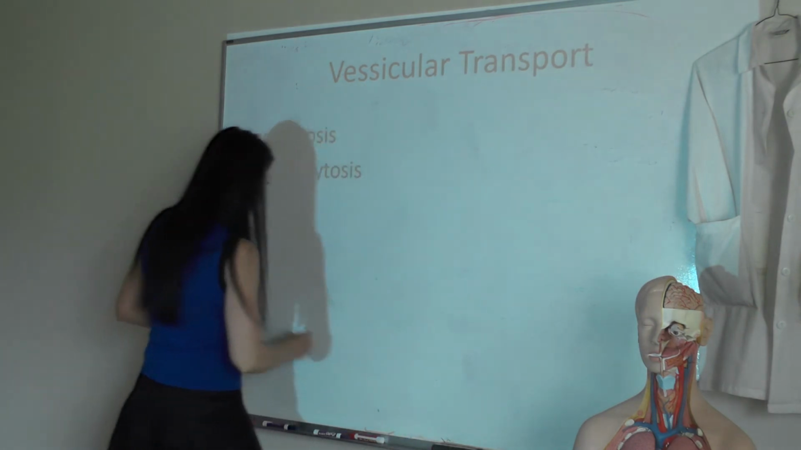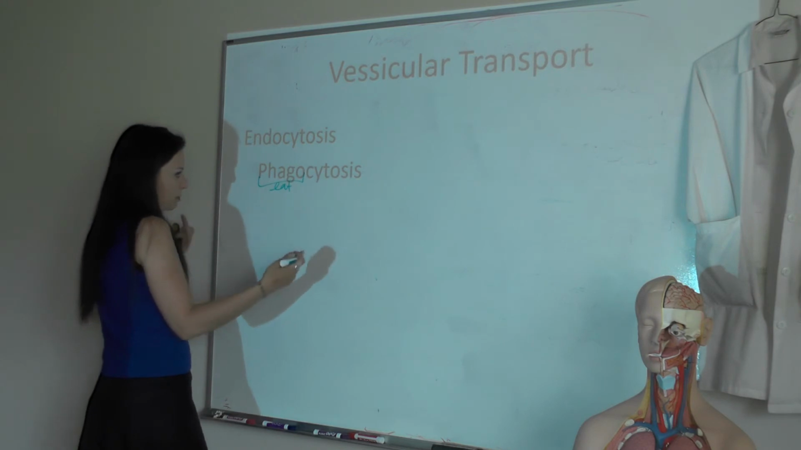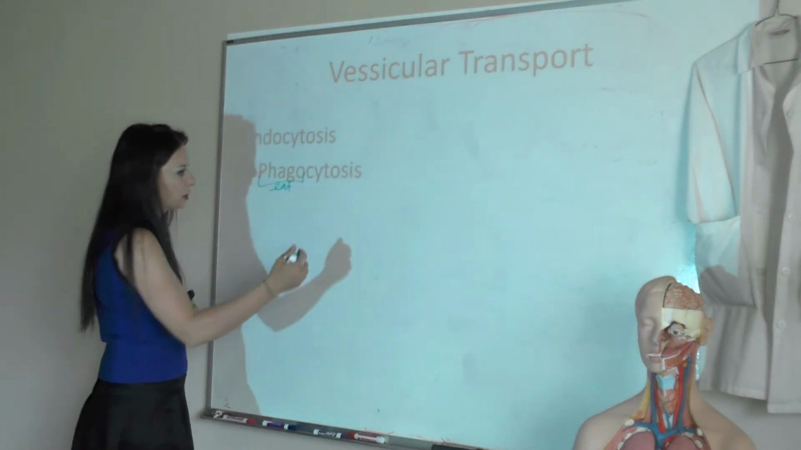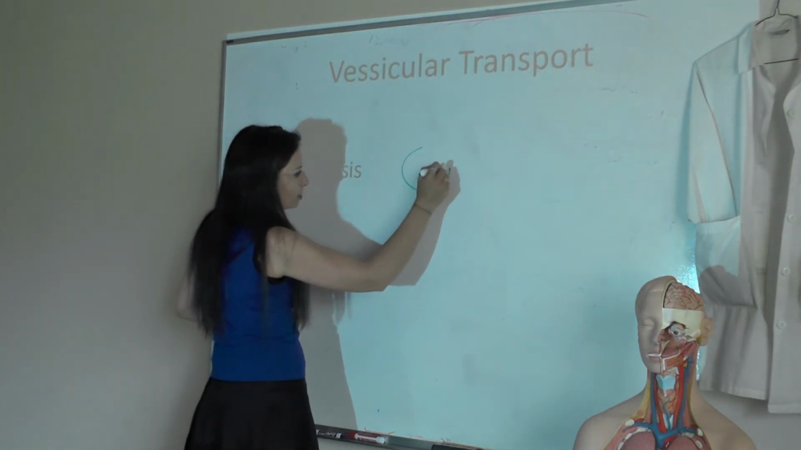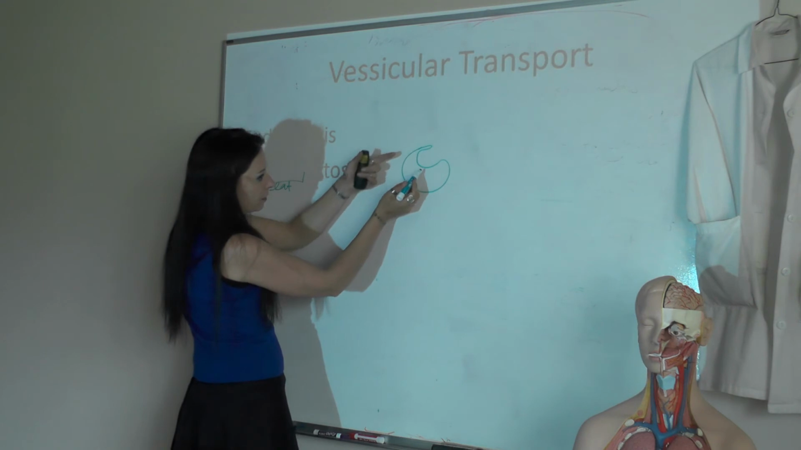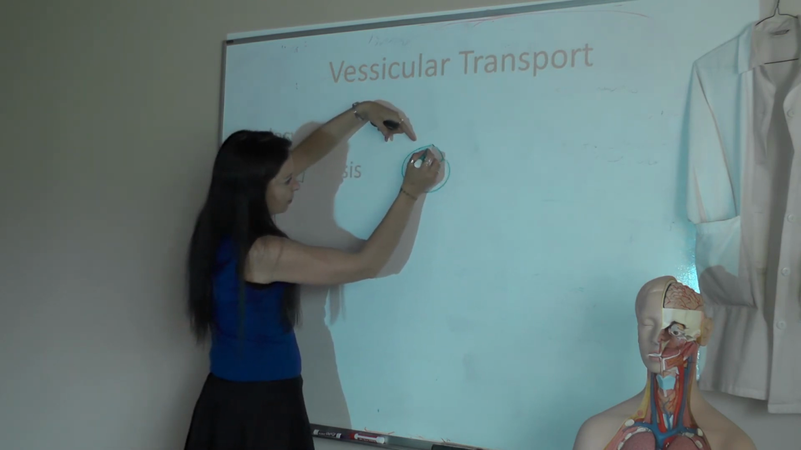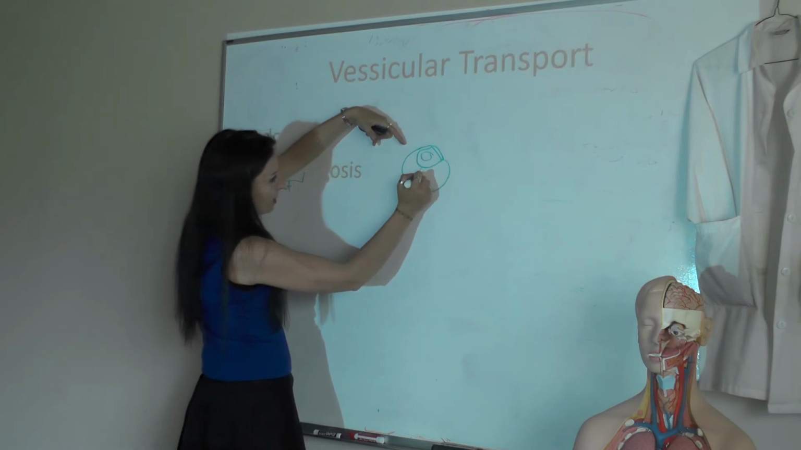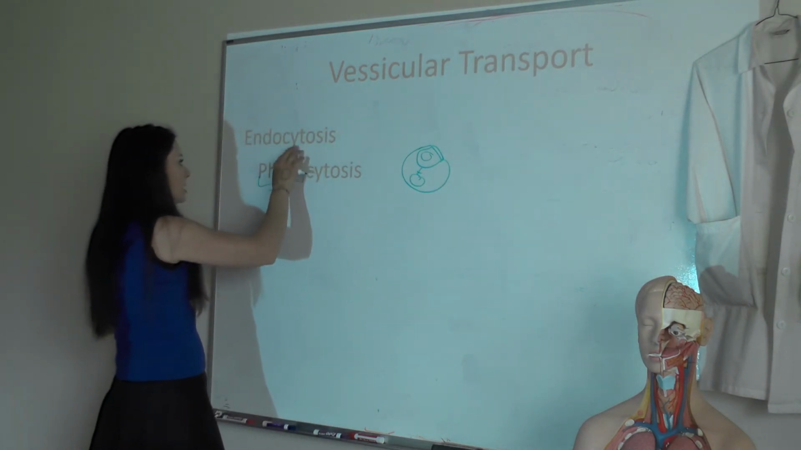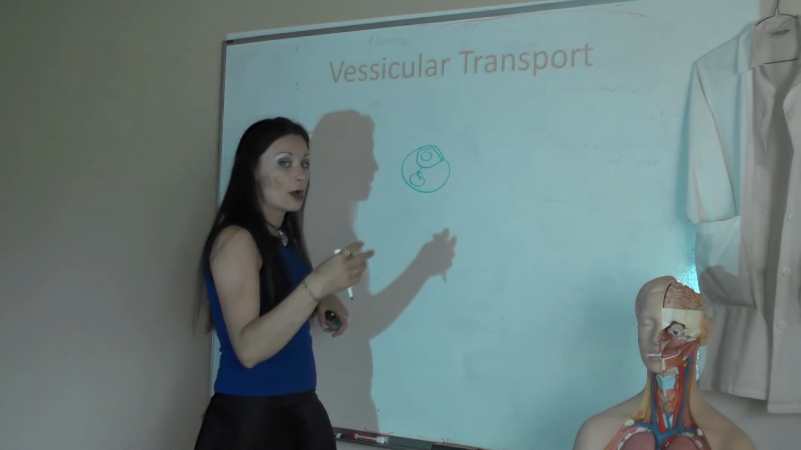Phagocytosis: this word root phage refers to eat. So this is how my cell is going to eat. This would be like if a cell is going to bring in a large particle, even up to as big as a cell, it can reach these feet out and grab onto it and then bring those feet together and pinch off this endosome. So phagocytosis is endocytosis that's going to bring in large substances up to as large as a cell.